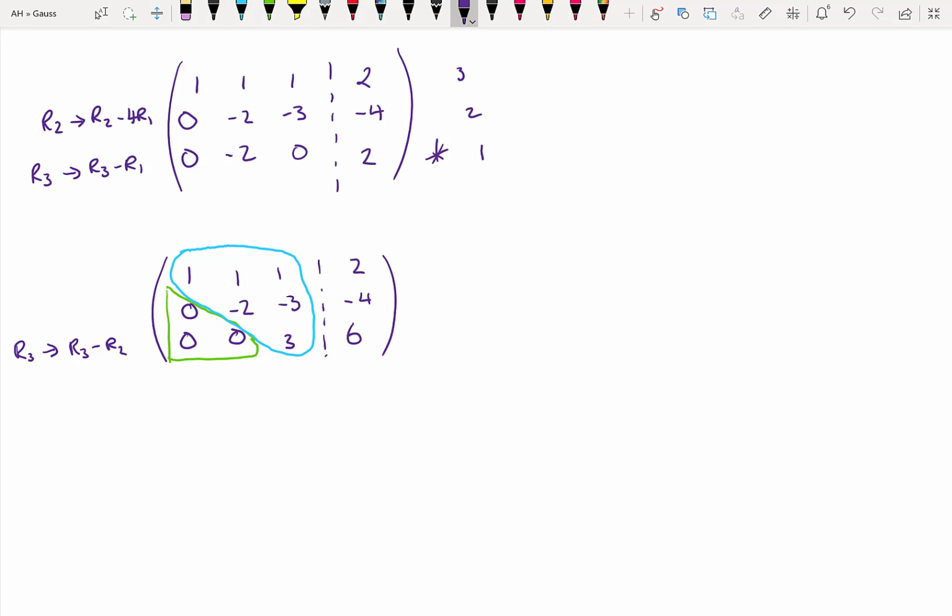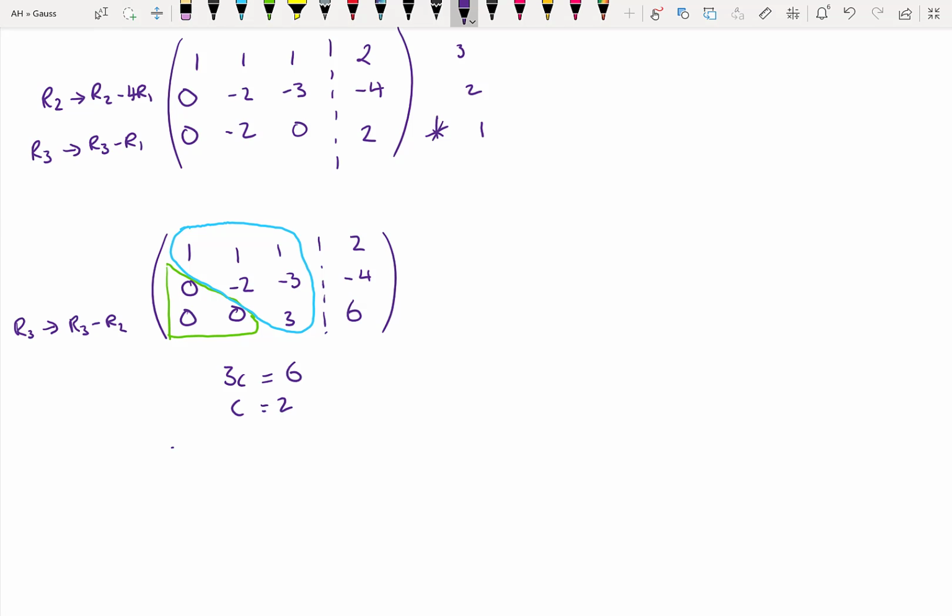So what I can do from this is I can take that 3 lots of C is equal to 6. And so C then needs to just be 2. From that I've got minus 2 lots of B minus 3 lots of C is equal to minus 4. Substitute in what I know, minus 2B minus 3 lots of 2 is minus 4. And so we've got minus 2B minus 6 is equal to minus 4. Shift that about, we're going to get B equals minus 1.